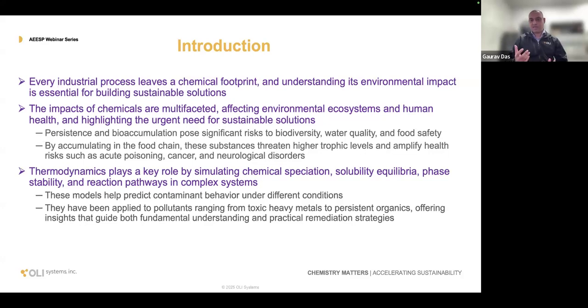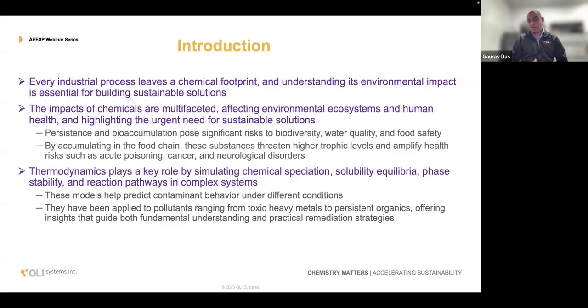It even threatens higher trophic levels and increases the health risks such as acute poisoning, cancer, and neurological disorders. Hence, understanding the complexities of the interaction between these compounds and the environment is essential for devising novel solutions. And thermodynamics could play a great role here because thermodynamics could simulate and predict the behavior of these chemical compounds, such as how they dissolve, react, or transform into other products, to track the fate of contaminants.